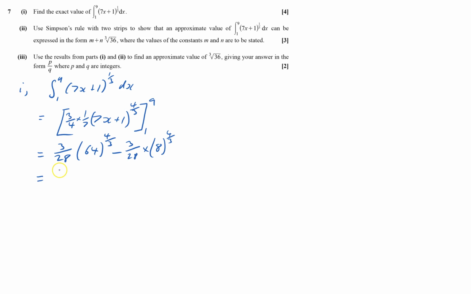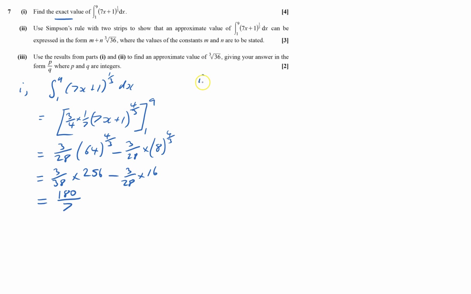That's also quite nice. So that's 3/28 times by cube root of 64 is 4, 4 to the power 4 is 256, minus 3/28 times by cube root of 8 is 2, 2 to the power 4 is 16, and actually doing that on a calculator, mine gives me 180/7, and that is the exact value.